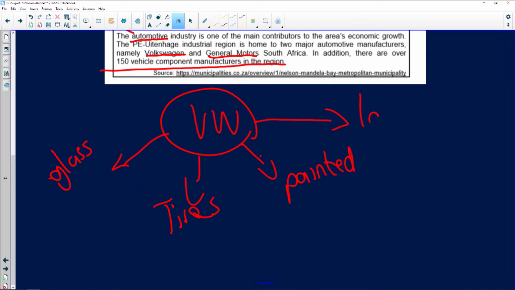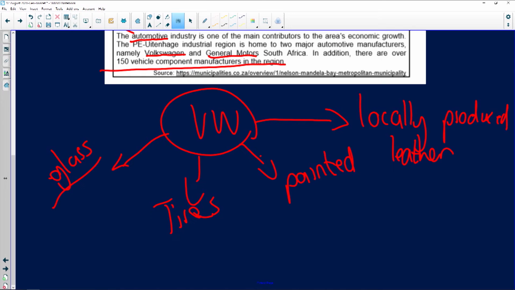It's going to be locally produced leather. So it's from a farm in the Eastern Cape or Free State where they get their locally produced leather from the cow hides or whatever. And eventually it gets manufactured, being used in the cars. But I'm not done. We're talking about 150 vehicle components. We're not done. Now, we've got a glass factory over there.